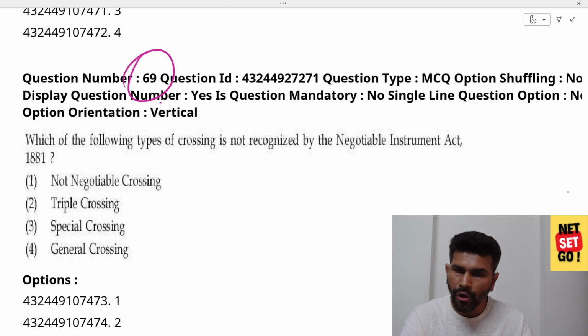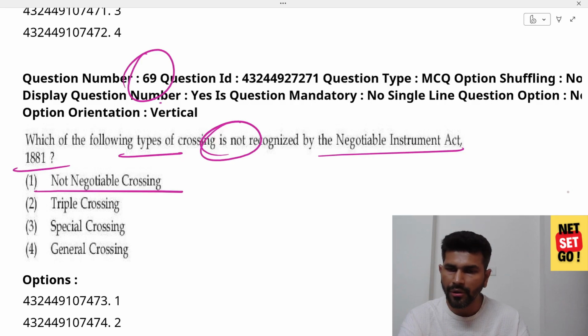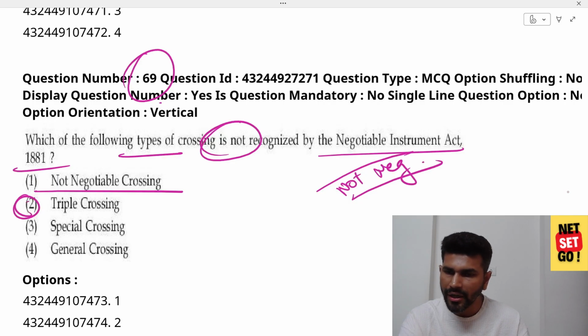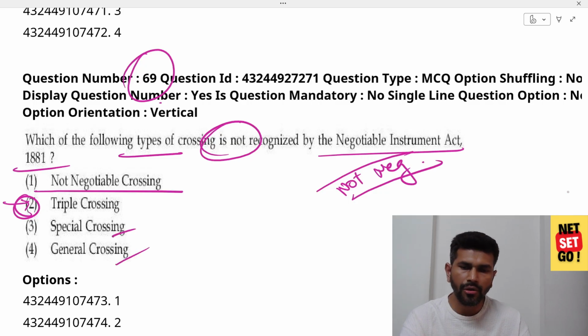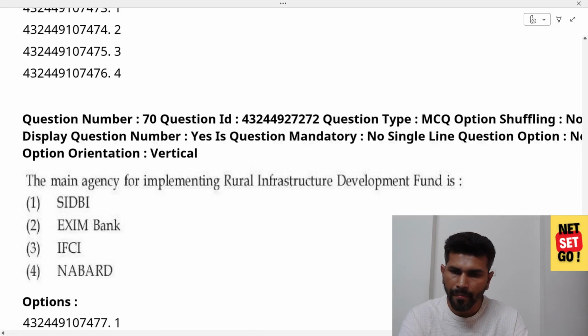Next, which of the following types of crossing is not recognized by the Negotiable Instruments Act 1881? Not negotiable crossing, crossing with not negotiable. Triple crossing is the correct answer because there is nothing like triple crossing. Special crossing and general crossing. General crossing is simply crossing the cheque, and special crossing means the bank pays only when we write the bank's name. That is special crossing. So option 2 is the correct answer.